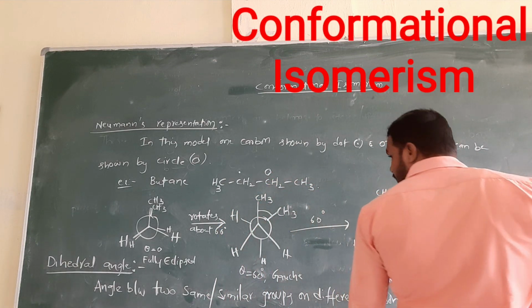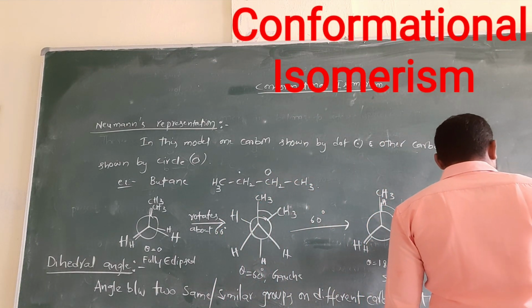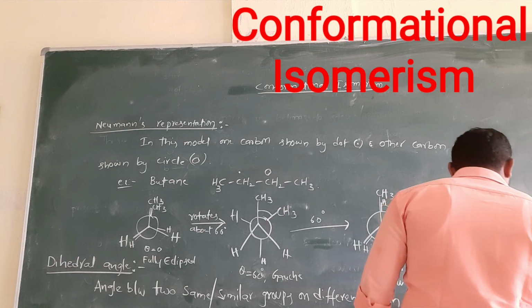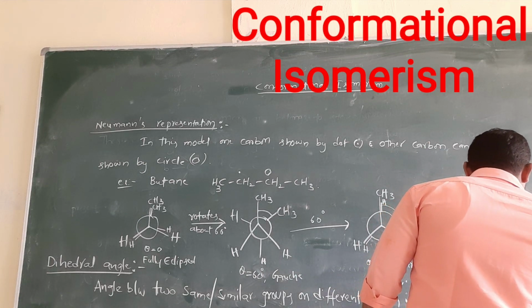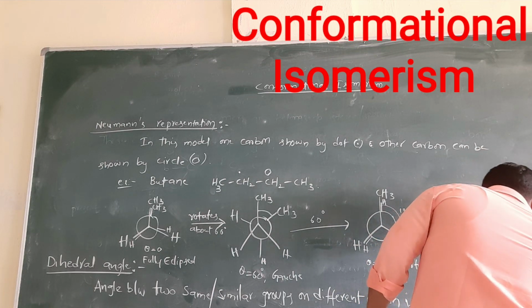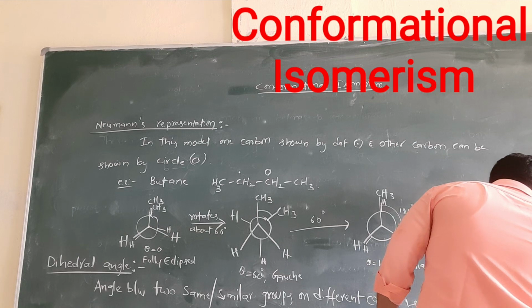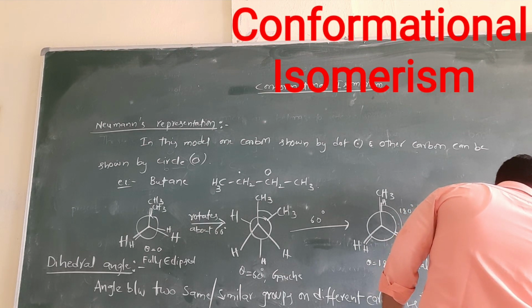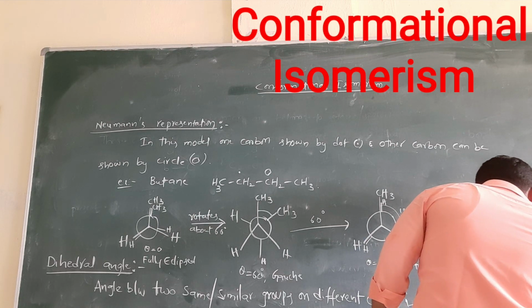Next one, the dihedral angle between 2 methyl groups is 180 degrees. If theta is 180, then it is called the anti form or trans form, also called the anti-staggered form.